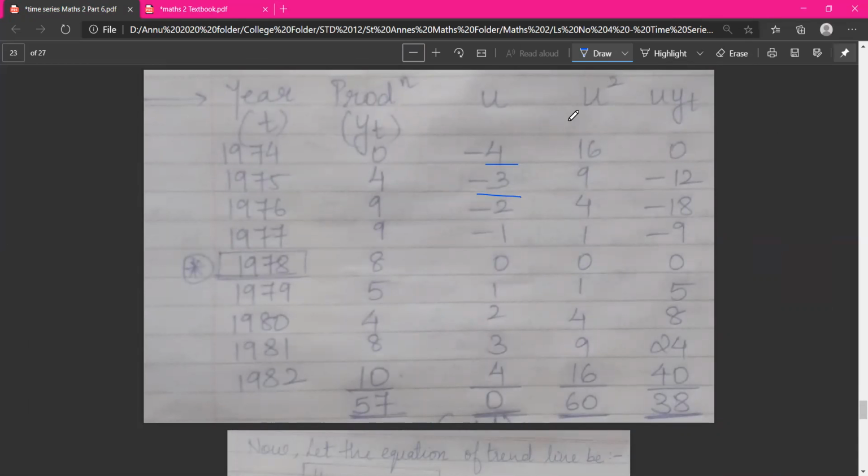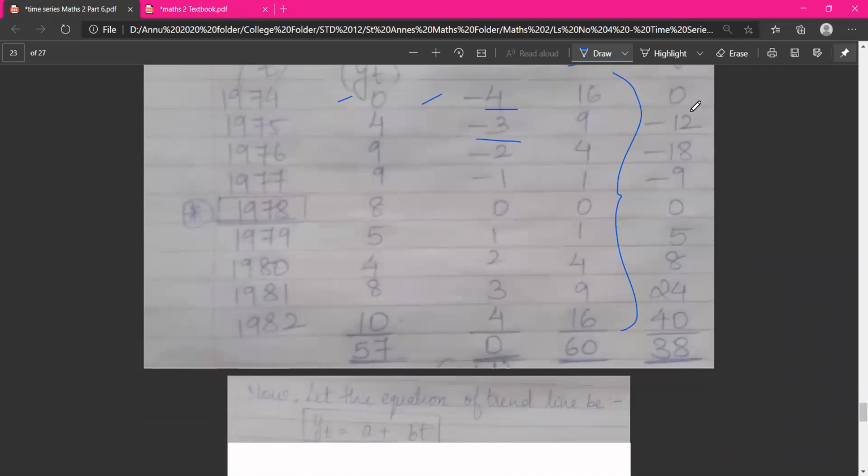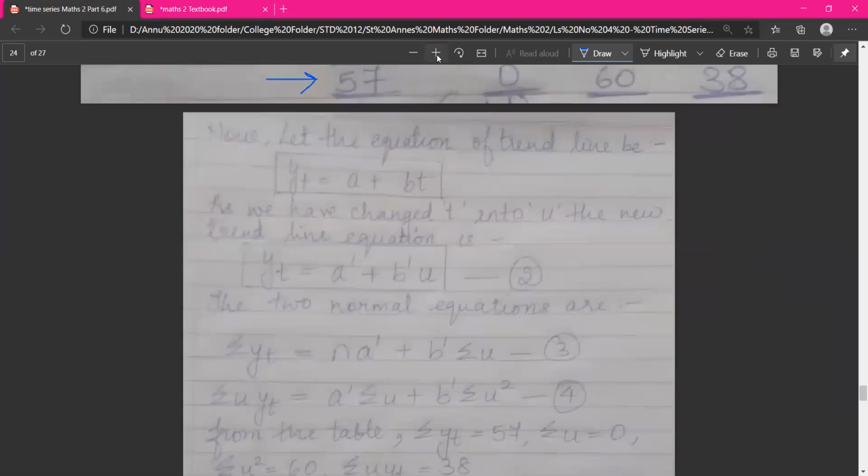Once I'm done with U, I can find out the value of U square and then multiply column number 2 and column number 3 to get U into YT. Once I've finished with the preparation, I'll add column number 2, 3, 4 and 5 together. After that, I can start with the equation of the trend line.